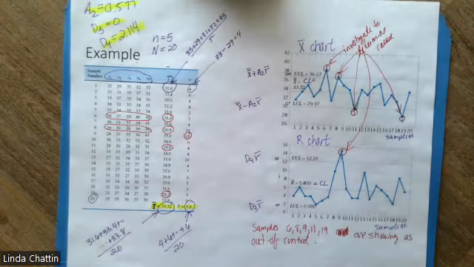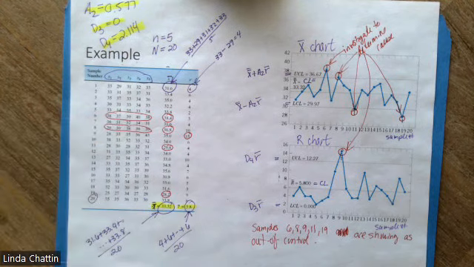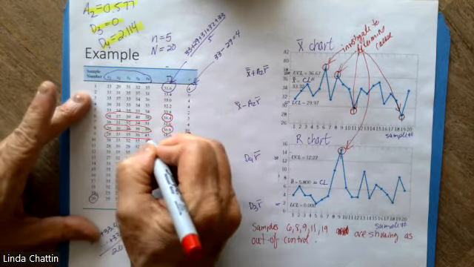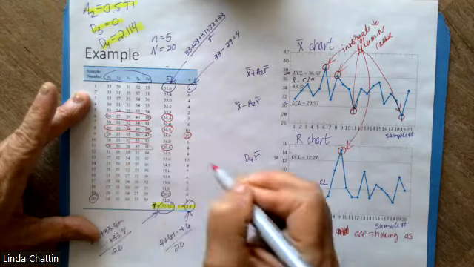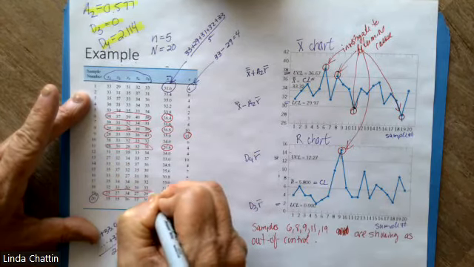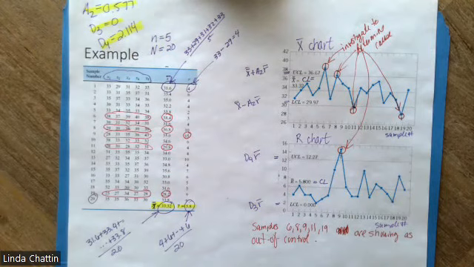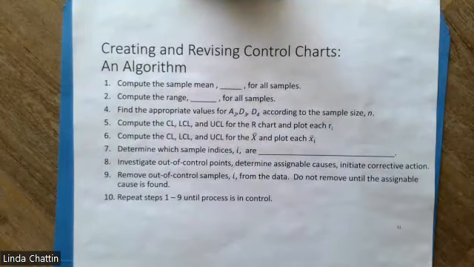Once you've determined the cause, and sometimes you can't, but you're supposed to, then you remove all of these samples, every one that showed out of control. Once you figure out what was wrong, you remove them from the data set. Then we'd recompute the upper, the lower, and the center line for both charts and do it again. We might have points out of control then too. So it's an iterative procedure, and that's what this next slide is talking about: how to create and revise a control chart.